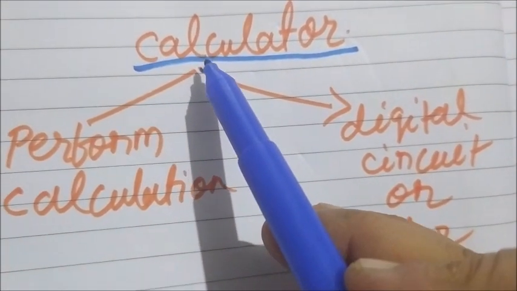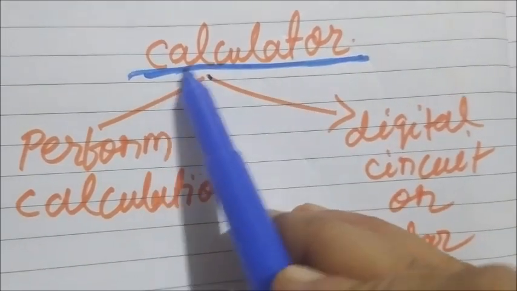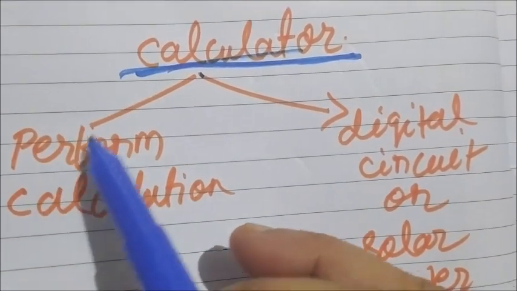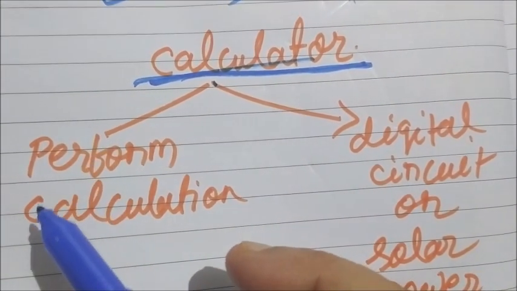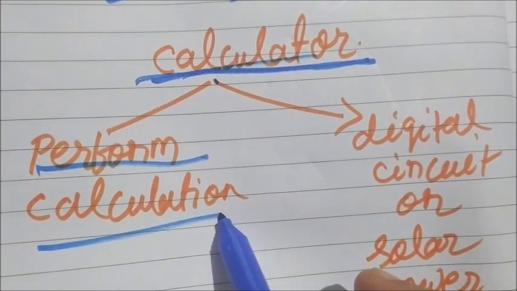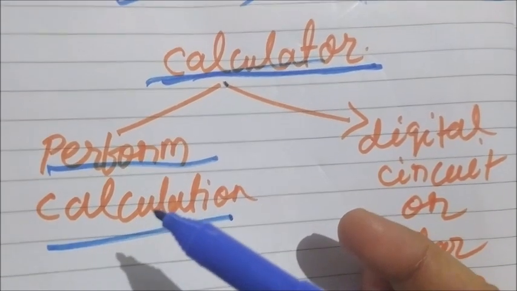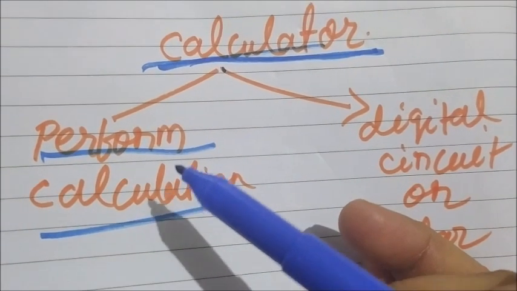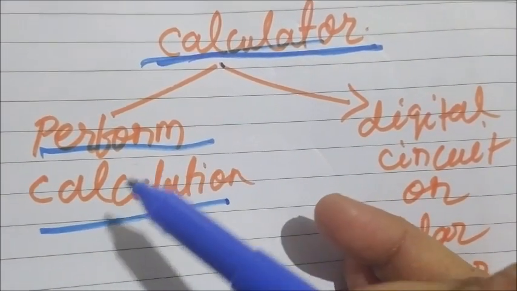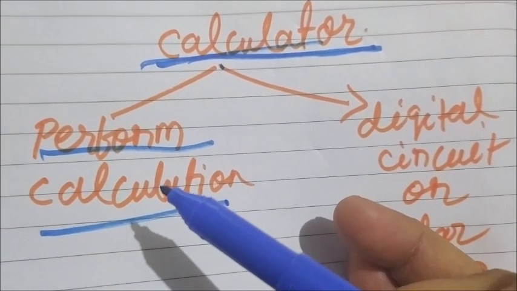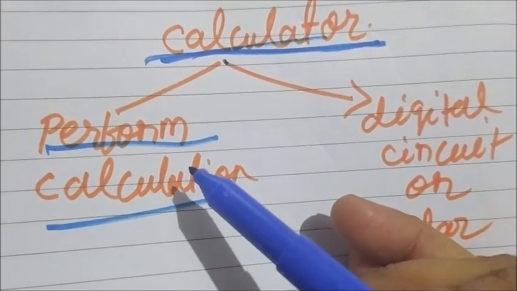Just look at the example of a calculator. Okay. What does it have to do? What does the calculator have to do? It performs the calculations. Okay. What type of calculation? The mathematical calculations, the scientific calculations done by the calculator. Okay. Addition, subtraction, multiplication, all these calculations are done by the calculator.